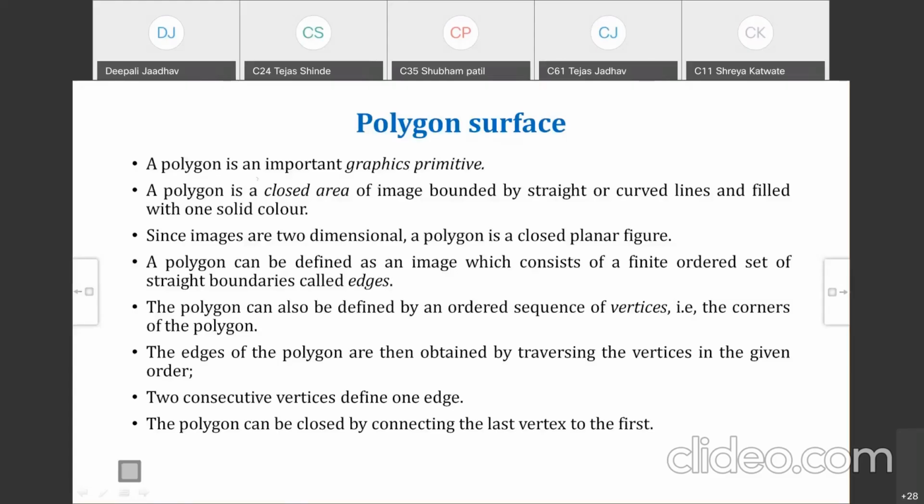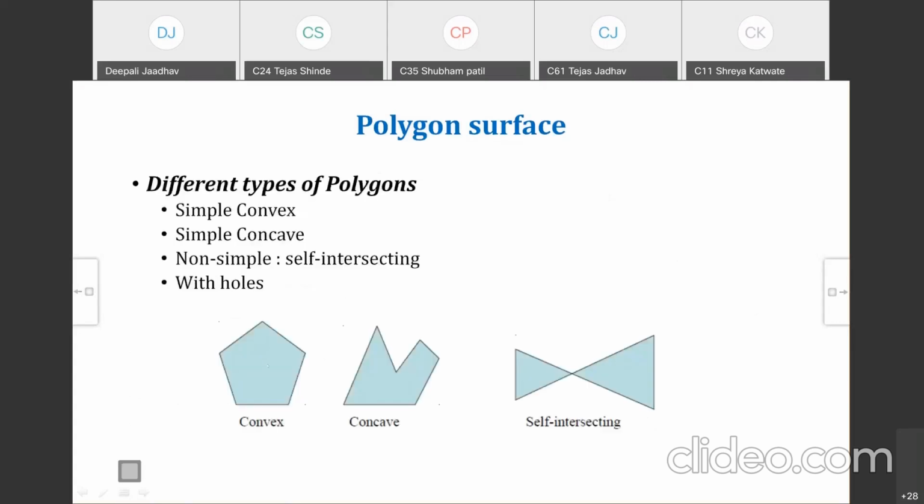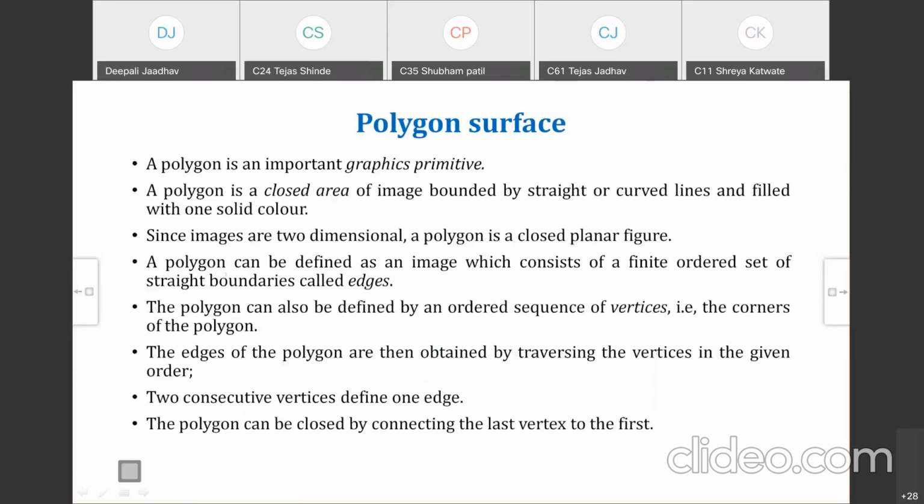Polygon surface. So polygon is an important graphics primitive. What is a polygon? This is one example, it's a polygon. It is another polygon. So that is what is meant by polygon. It is an important graphics primitive. Using the polygon, we can draw different images.